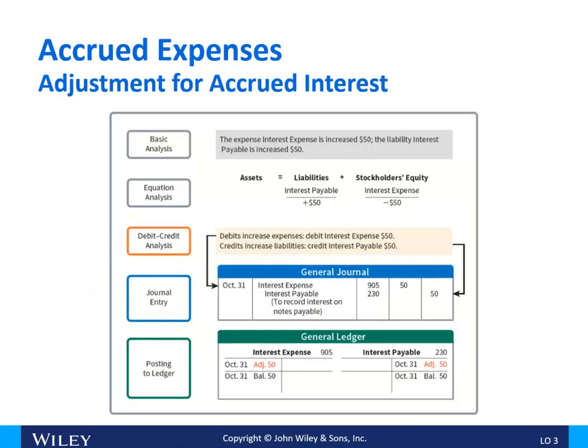And the steps that we went through: analyze the transaction, the accounting equation, debits and credits, create the journal entry, and then post the journal entry to the ledger.